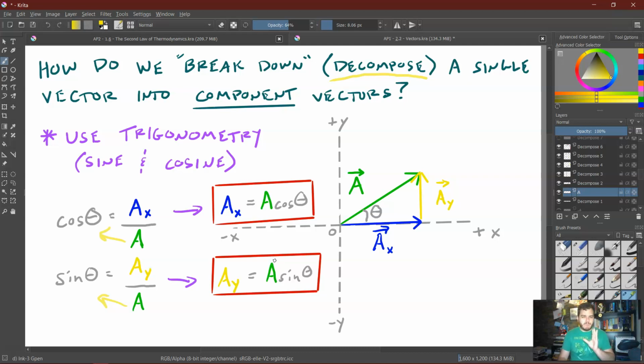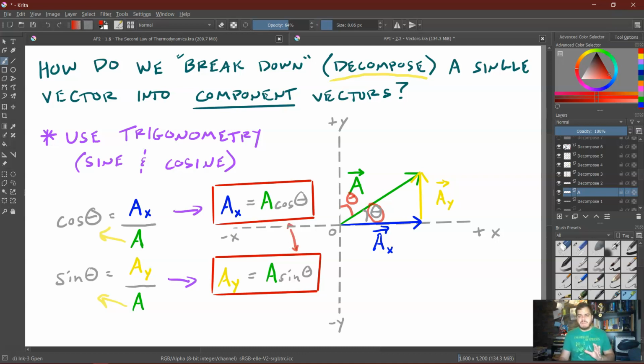Now, I want to be real careful that if we look, A_x is A cosine theta, A_y is A sine theta. That's not always going to necessarily be the case because it depends entirely on where we define theta. Because what happens if I define theta here? Well, then my A_y would have been adjacent and my A_x would have been opposite. And if that was the case, I would have to flip the sine and cosine here.